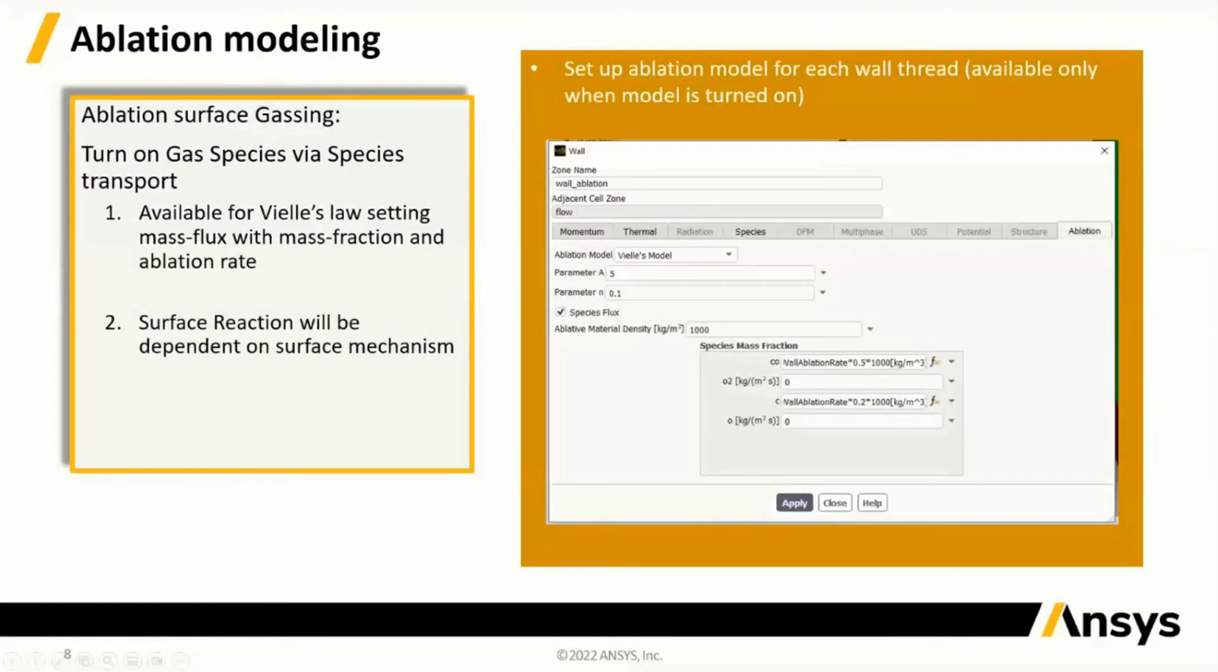And then as you go through this process, we also have the capability now to have Vielle's law set up. We can actually have mass flux from the surface based on some mass fractions we set up either as a constant, or we can set it up as an expression based on temperature or some other function that will go along with the recession rate that's calculated from the empirical model. The surface reaction has that kind of built in, so it's already built into the mechanism for that to happen. So it implicitly calculates the species based on the surface air chemistry being used.